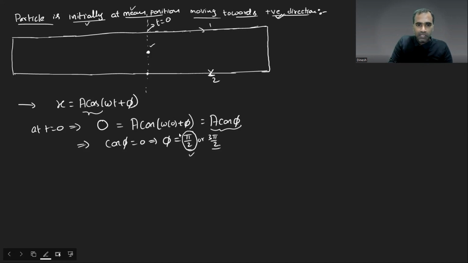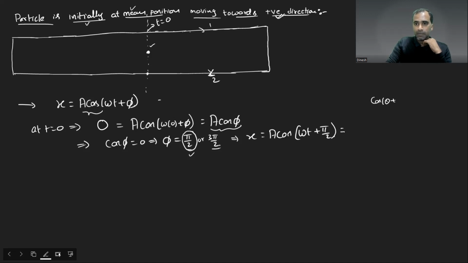Now since we have figured out that phase is pi by 2, can you tell me the equation of this SHM? What is the equation of this SHM? x equals a cos of omega t plus pi by 2. What is cos of omega t plus pi by 2? Can anyone tell me? I told you a technique in the previous session.